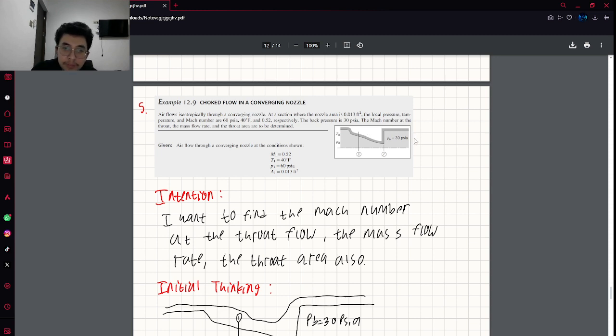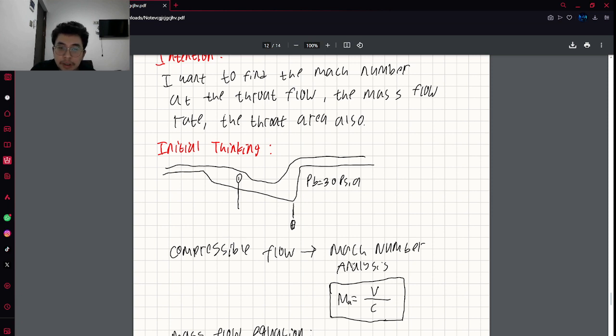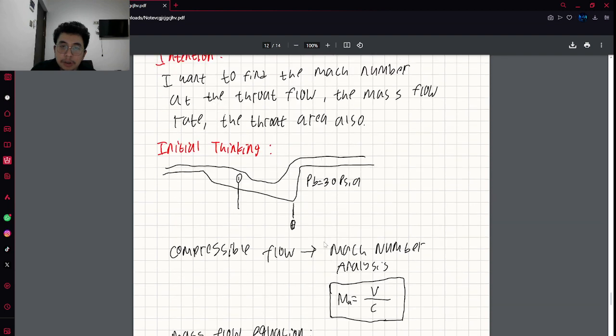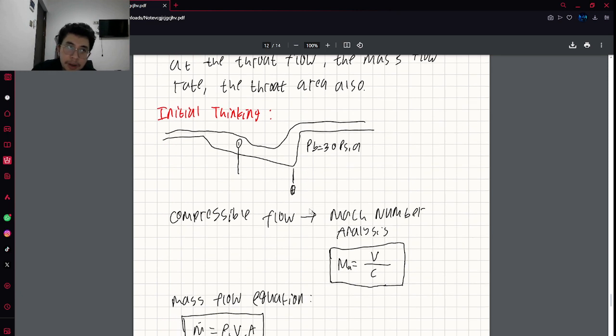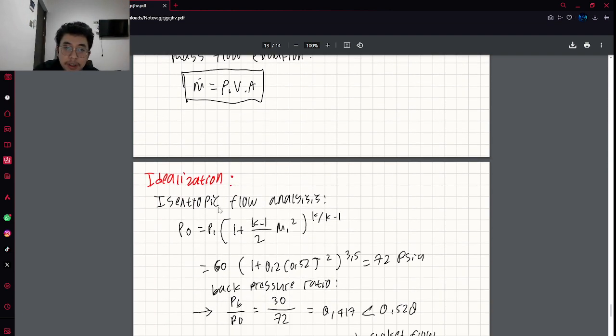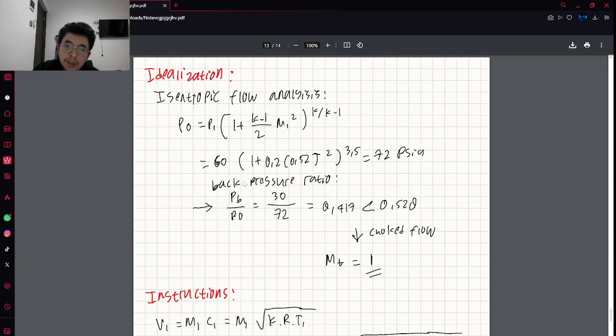Okay, so this is my intention and my initial thinking: since it is a compressible flow, I thought it to be a Mach number analysis, and this is also airflow, so a mass flow equation is required also. For idealization, I want to determine if the flow is choked or not. So it is an isentropic flow analysis, which we can use to get to this part right here for a ratio.